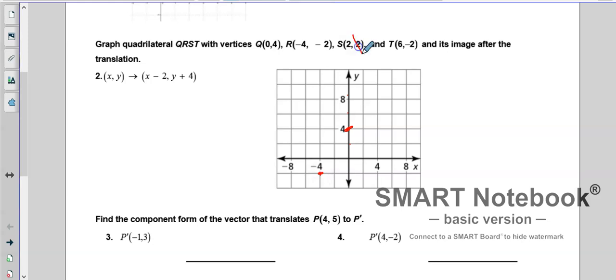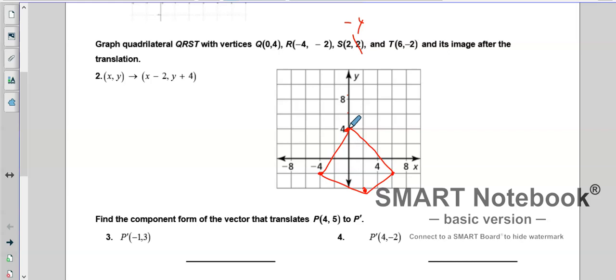This one I mentioned in class, if you try to put it on here, it doesn't make sense because, well, I'll show you real quick. Here's (2, 2), and then (6, -2) is right here. If you try to make a shape out of that, it doesn't work. So we're going to change this to (2, -4) right there. And now we have a nice quadrilateral.